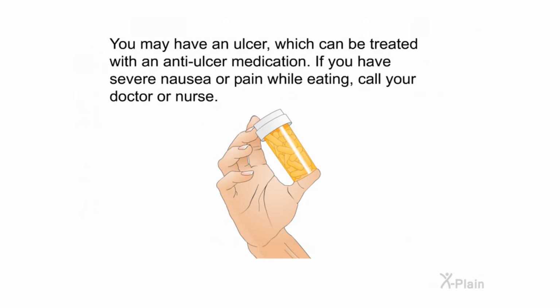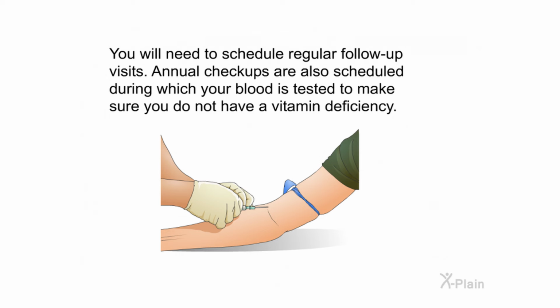You may have an ulcer, which can be treated with an anti-ulcer medication. If you have severe nausea or pain while eating, call your doctor or nurse. You will need to schedule regular follow-up visits. Annual checkups are also scheduled, during which your blood is tested to make sure you do not have a vitamin deficiency.